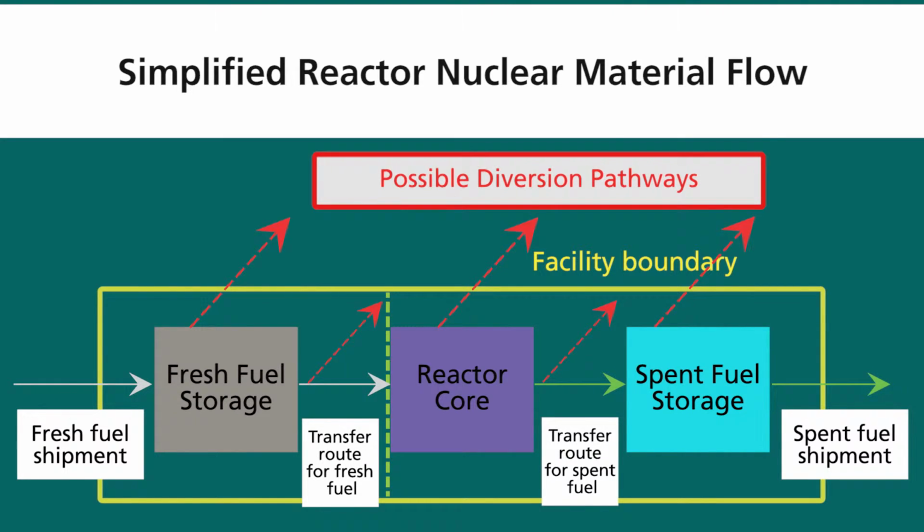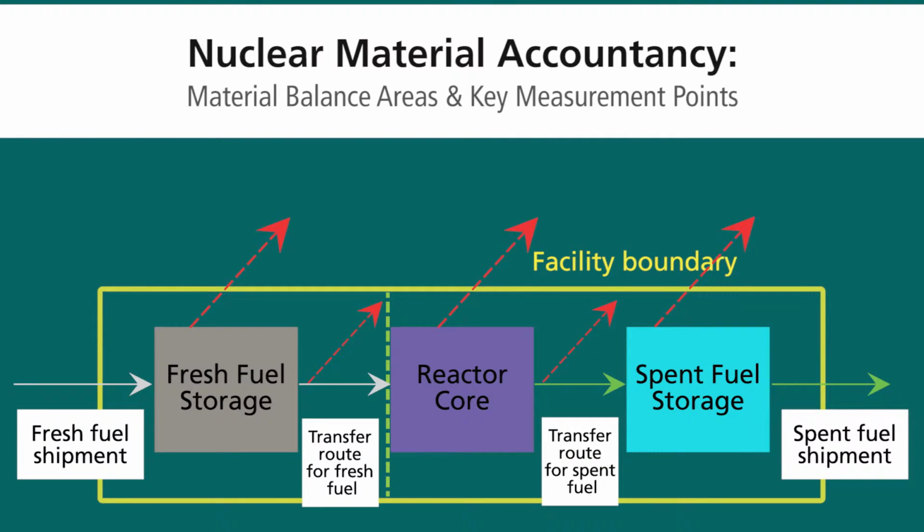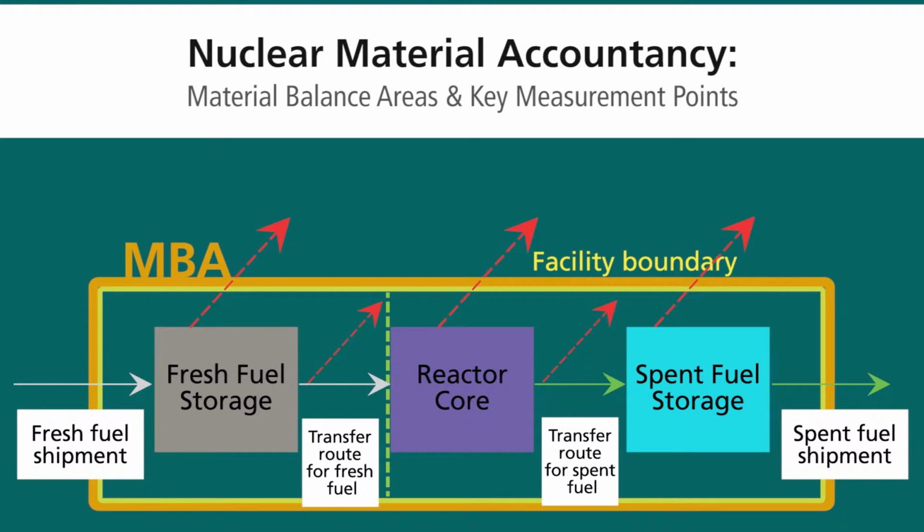And then the next step in our safeguards approach is to set up our nuclear material accountancy system. And first, for that, we'll define our material balance area and then set our key measurement points. So the material balance area for a nuclear reactor basically just goes around the entire facility. You want to make sure, watch what goes in and watch what comes out. But for nuclear reactors, we're going to set key measurement points within that material balance area, not just at the entrance and exit, but several points throughout the facility.